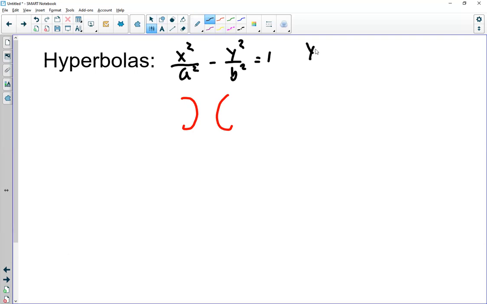And the other one, y squared over a squared minus x squared over b squared equals 1, is vertical, which should look like this. So they open up and down versus left and right. And the formula for the foci is almost the same, but it is a squared plus b squared equals c squared. And again, I will give you that. Either I will put it on the board or I'll print out a piece of paper.